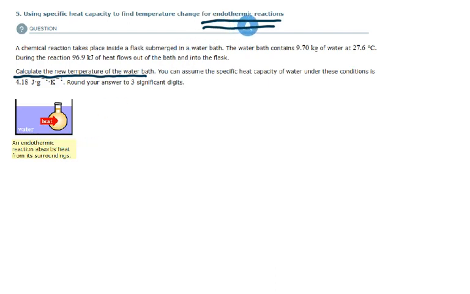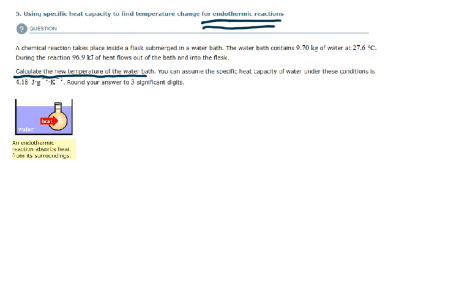Well, the reaction is endothermic. What do endothermic reactions do? They absorb heat or energy from the surroundings. So if the reaction is taking place in here and the reaction is endothermic, that means it's going to absorb heat from its surroundings, which is the water bath. So heat from the water is going to be transferred into the flask, into the system of the reaction. So the new temperature of the water bath should go down. The final temperature should be lower than the initial temperature, which was 27.6. So our final answer should be lower than that.